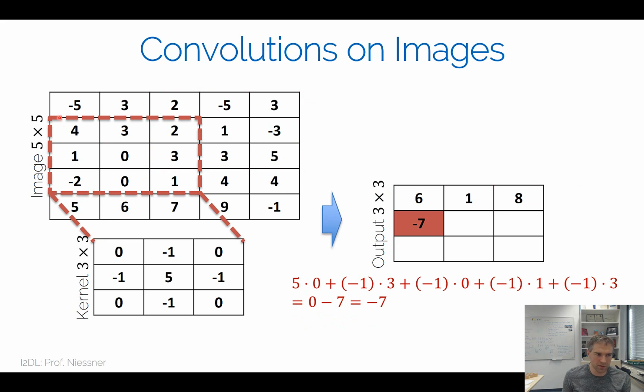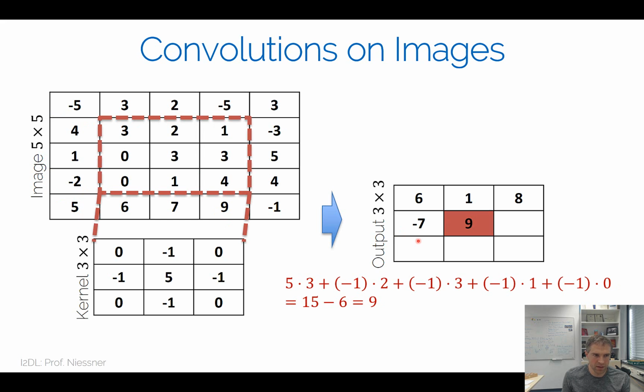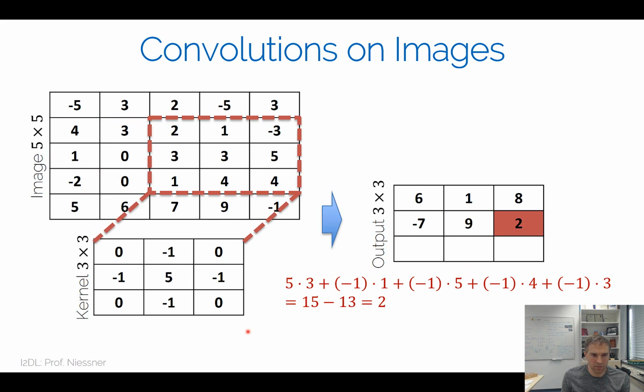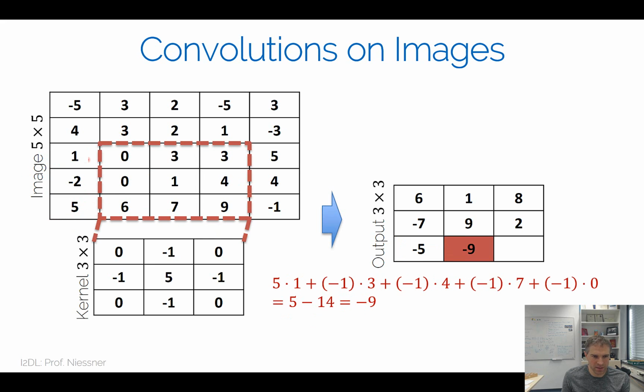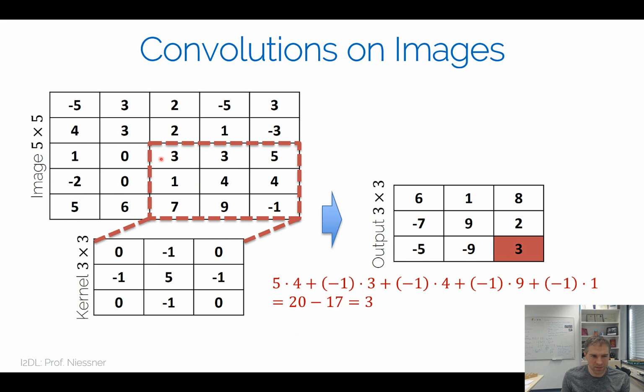And now we're shifting the filter 1 to the bottom here. So we now have this one here, right? So here we have now this times that. This is the computation here. This one gives us -7. We're moving it 1 to the right here. This one gives us 9. We're moving it 1 again to the right. This one gives us 2. This one gives us -5. This one gives us -9, and this one gives us 3, respectively, right?